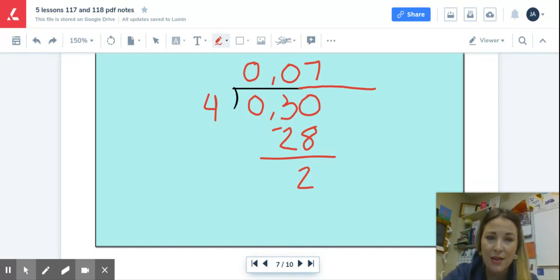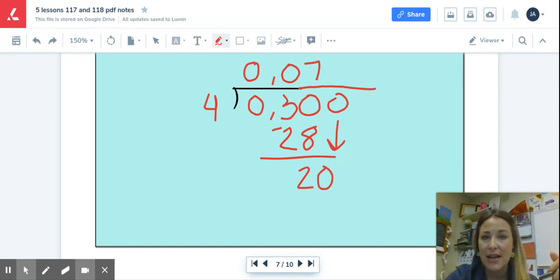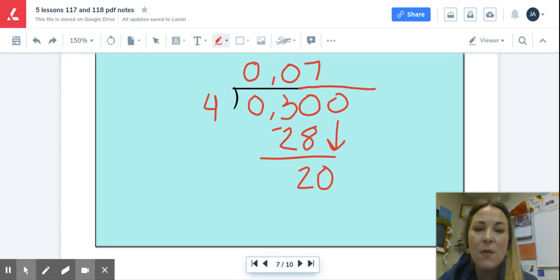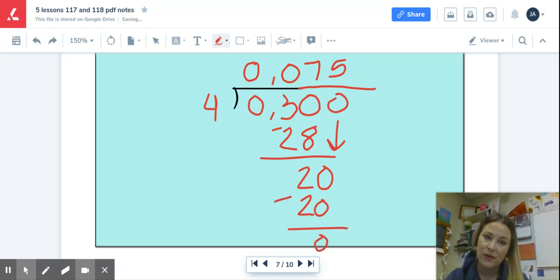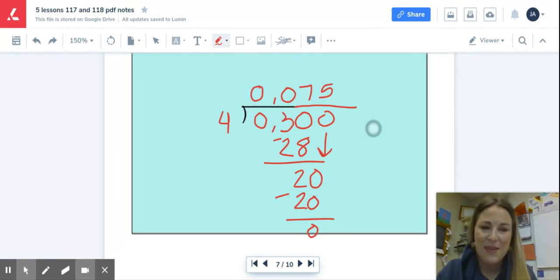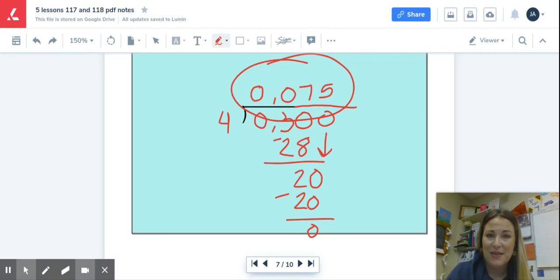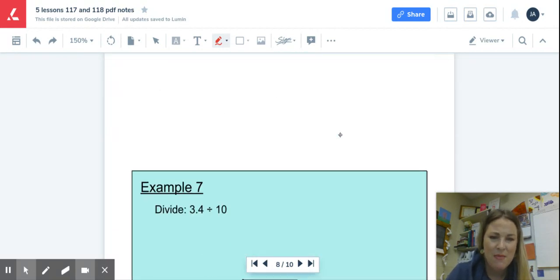We're not done then because we haven't reached 0 on the bottom. We have to add another 0. You can add zeros all day long. There's no limit. So we're bringing that down now. Now we're not just asking, can 4 go into 2? Can 4 go into 20? And the answer is yes. It can go in 5 times. 4 times 5 is, in fact, 20. And now we've reached 0 on the bottom. So as soon as you reach 0 on the bottom, all done. 75 thousandths.